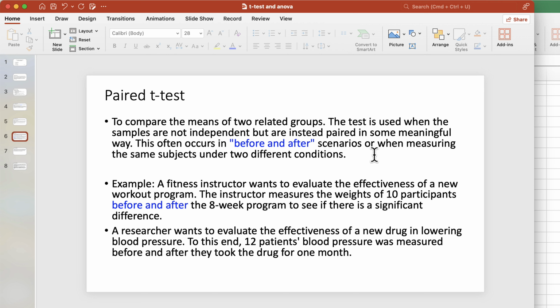The test is used when the samples are not independent but are instead paired in some meaningful way. This often occurs in before and after scenarios. For example, a fitness instructor wants to evaluate the effectiveness of a new workout program. The instructor measures the weights of 10 participants before and after the 8-week program. Now, in this case, the sample remains the same. The fitness instructor would be measuring the weight of each person before and after that program.